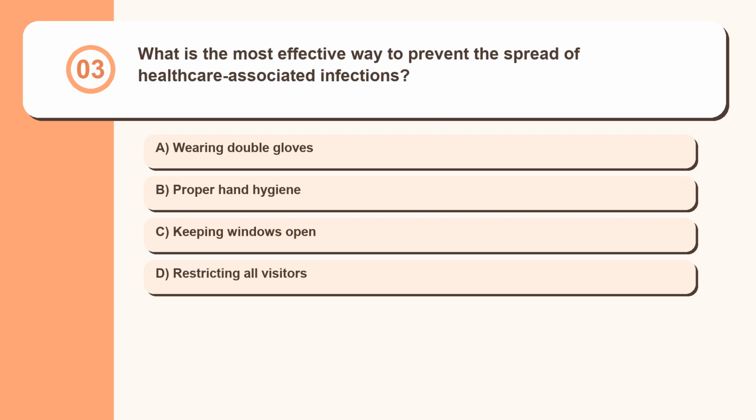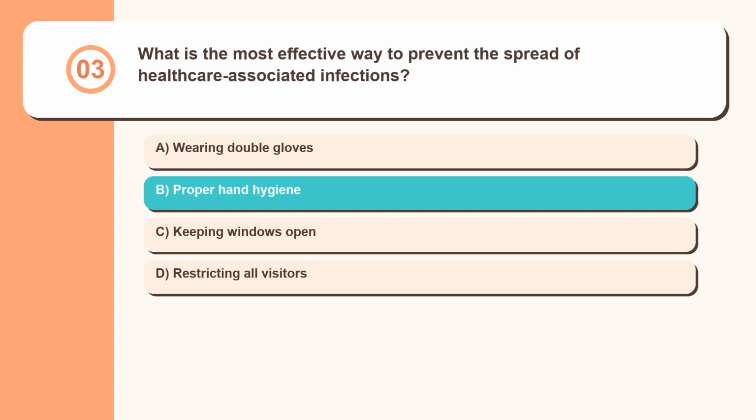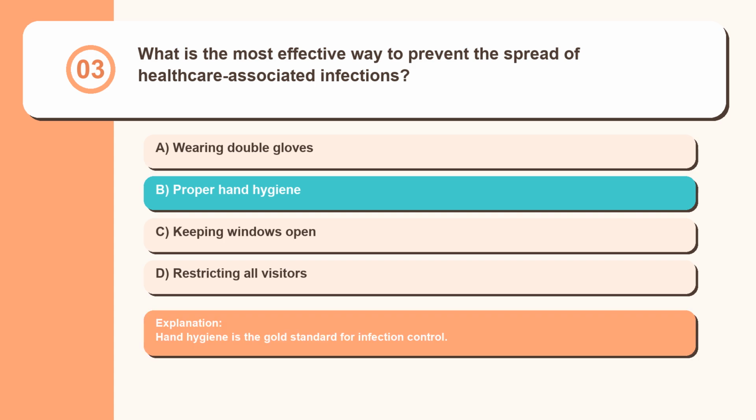Question 3. What is the most effective way to prevent the spread of healthcare-associated infections? Wearing double gloves, proper hand hygiene, keeping windows open, restricting all visitors. Hand hygiene is the gold standard for infection control.